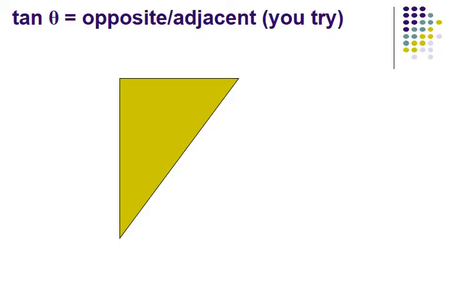Okay, so why don't you go ahead and try this one. Let's say we know the angle down here is 17 degrees. Here's a right triangle, so we know this is the adjacent side, this is the opposite side, this is the hypotenuse. And let's say that we know the opposite side is 10 meters. Go ahead and find out what the adjacent side is. So go ahead and pause the clip and give that a try.